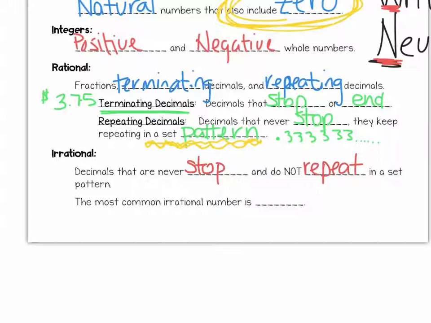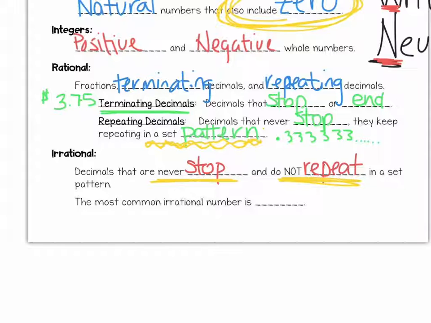Notice, they never stop. Well, that's just like right up here when they never stop. But they do not repeat. That's the difference. If you look up here, they never stop, but they repeat in a pattern. The only difference with irrational is even though they never stop, they do not repeat. So you don't have that pattern that you have in a rational number.